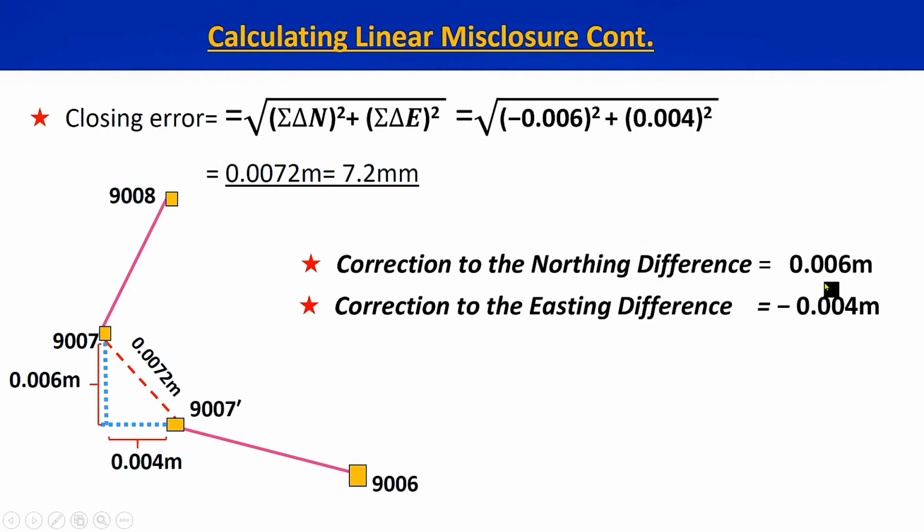Therefore, the correction to the northern difference is 0.006 meters. Since the error in the eastern direction is 0.004 meters, the correction to the eastern difference should be negative. Because the error is positive and the correction is negative, it is minus 0.004 meters.